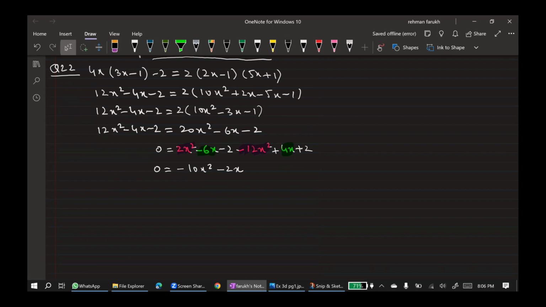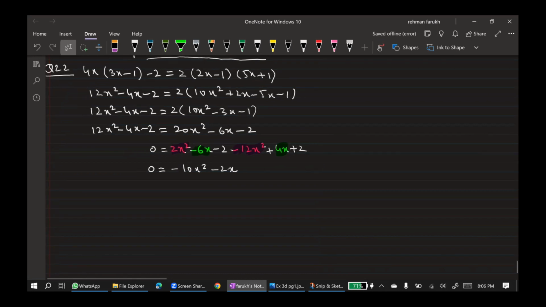Now, can we divide all the numbers with -2? Yes. When we will divide 0 with -2 on the left hand side, it will become 0. When we will divide minus 10x square with -2, it will become positive 5x square, and the next term will be positive x.